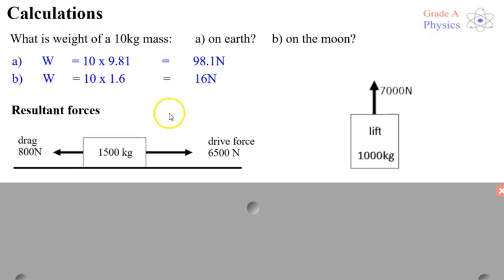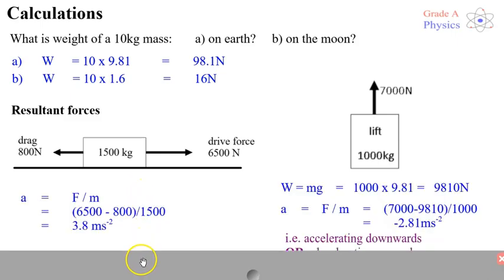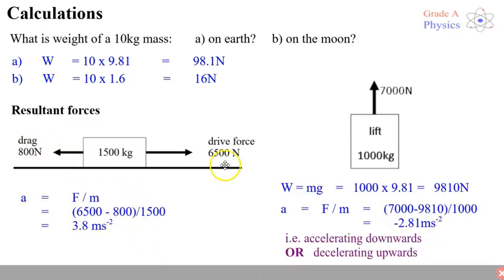Right, the final thing we need to consider is resultant force calculations. Now, you might have done some straightforward examples of these at GCSE, but at A-level they tend to be quite a bit more difficult. So let's have a look at these two examples. In both cases, we're going to try to find the acceleration given the information shown. So let's have a look at the one on the left first of all. We've got a force to the right of 6,500. We've got a drag force to the left of 800.